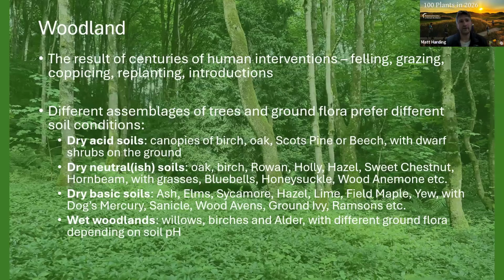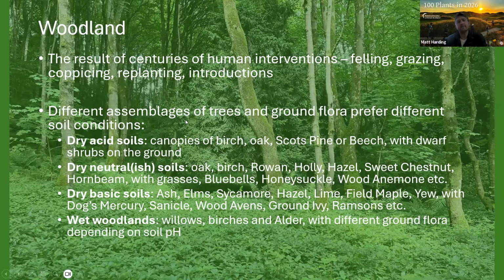So on to the next broad habitat type. We've got woodland. Now, our woodlands are the result of centuries of human interventions. We felled them, we grazed them with livestock, we coppiced them, we replanted them, we've introduced new species of tree. So all kinds of things have gone on in our remaining woodlands. So they can be quite complicated to understand the history of a site.